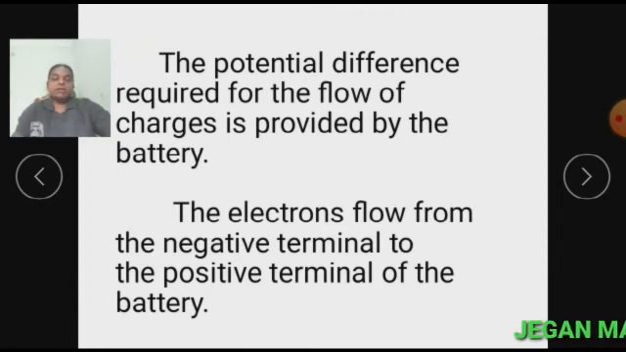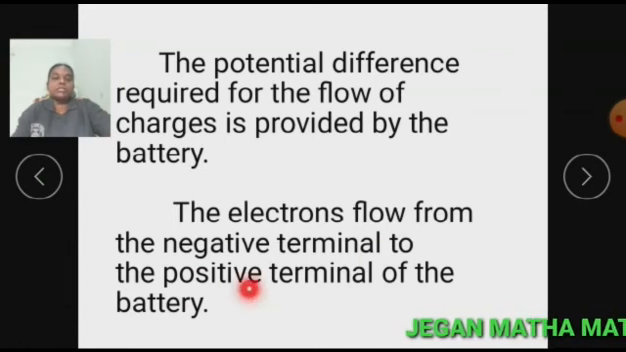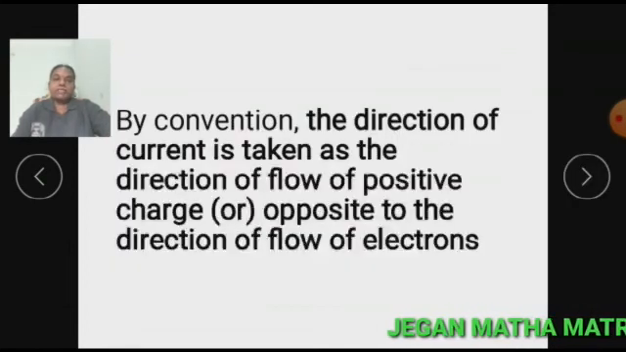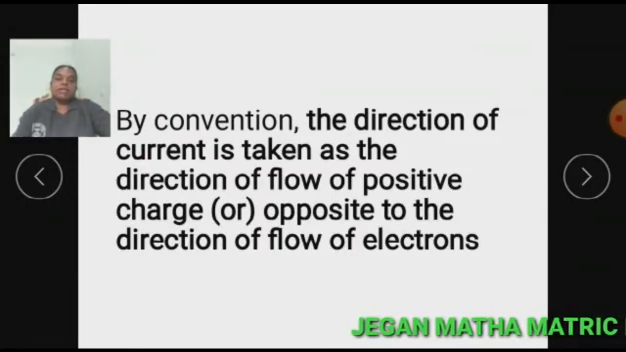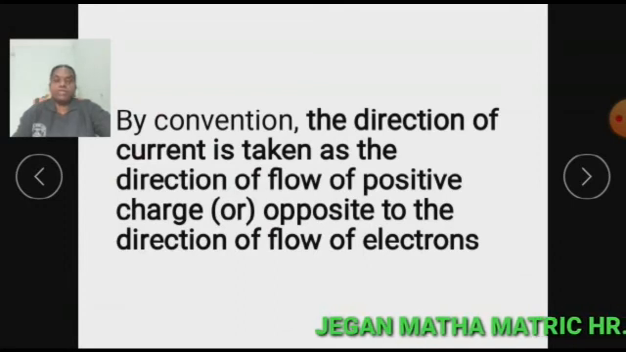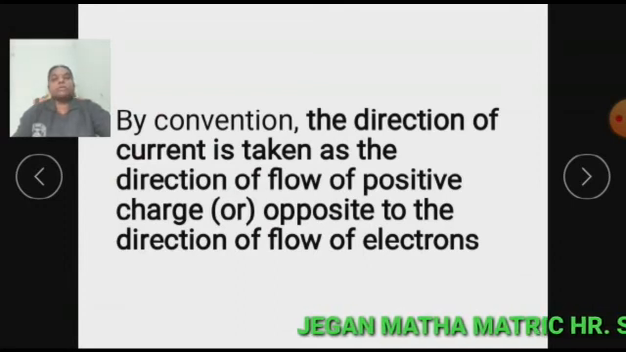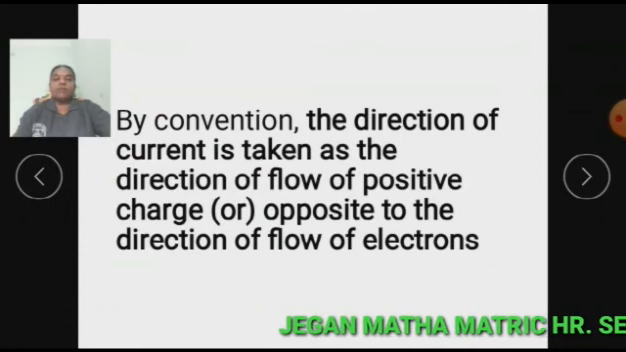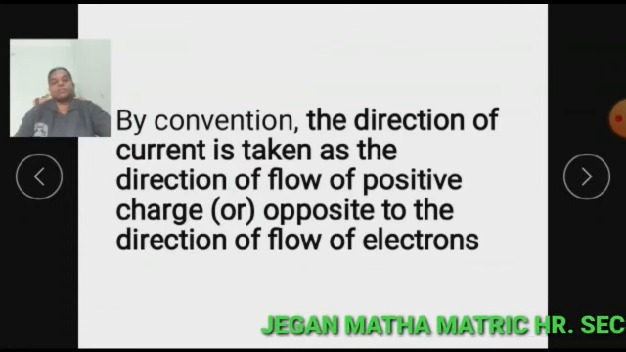The electrons flow from the negative terminal to the positive terminal of the battery. By convention, the direction of current is taken as the direction of flow of positive charge, or opposite to the direction of flow of electrons.